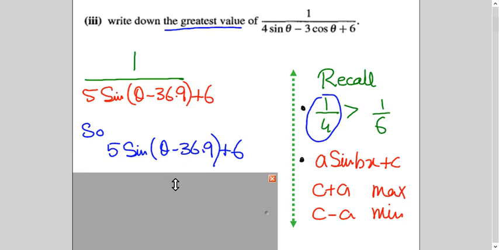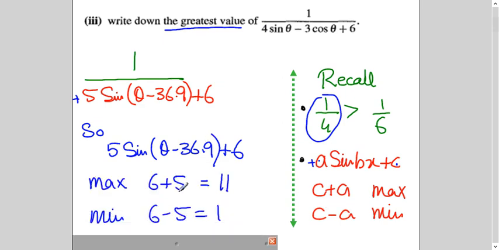And for this graph, if I recall this concept, C plus A gives you maximum, C minus A gives you minimum. When you have plus sign here, you can see it is plus sign here, right? So C plus A gives you maximum, C minus A gives you minimum. So in this case, my maximum is 11, my minimum is 1. That is only for the denominator, right?